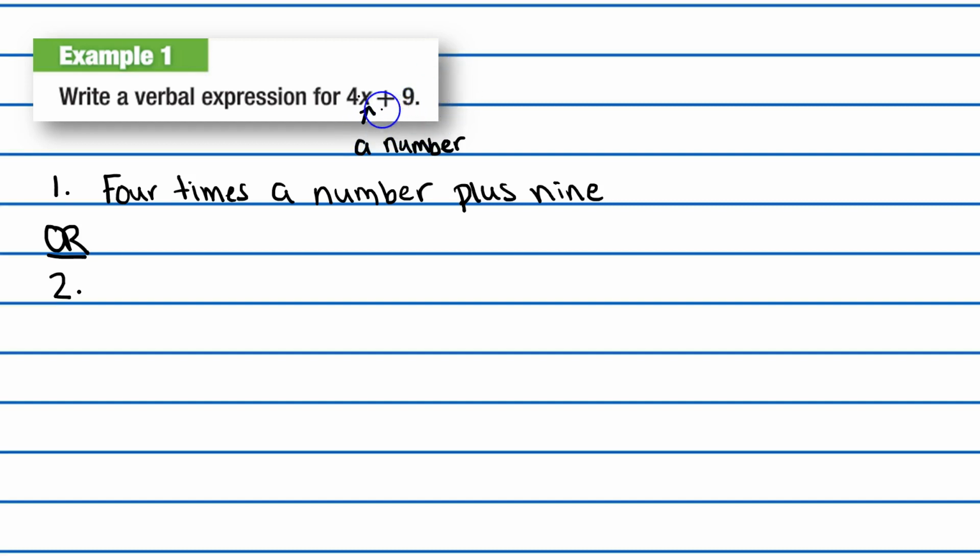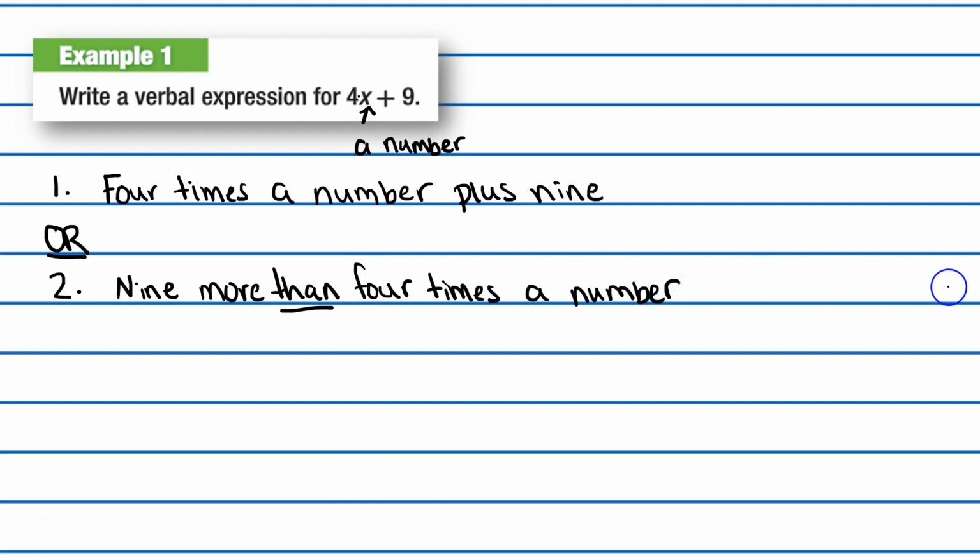So I'm going to start with 9, and it's going to be more than. The reason I can do it backwards is because of that than statement. And I'm going to say 4 times a number. And that's it. But remember, there are multiple ways of saying things. These are like the general ways, but you can also say times a different way, plus a different way, and things like that. So there are many variations, but this is the basis of it.